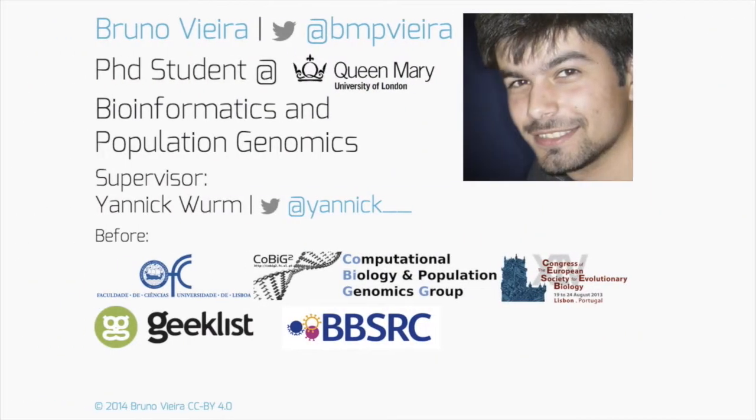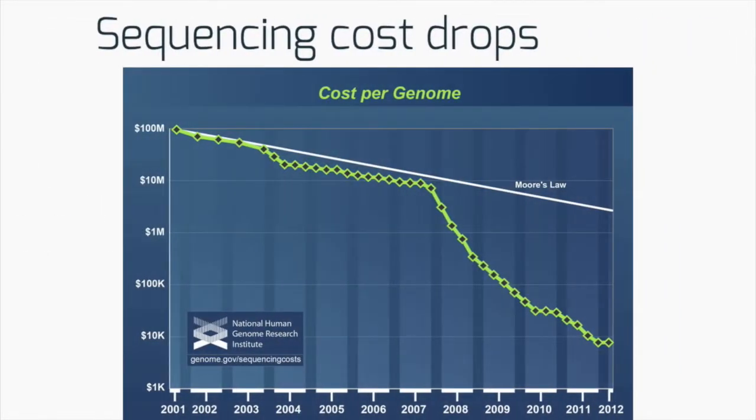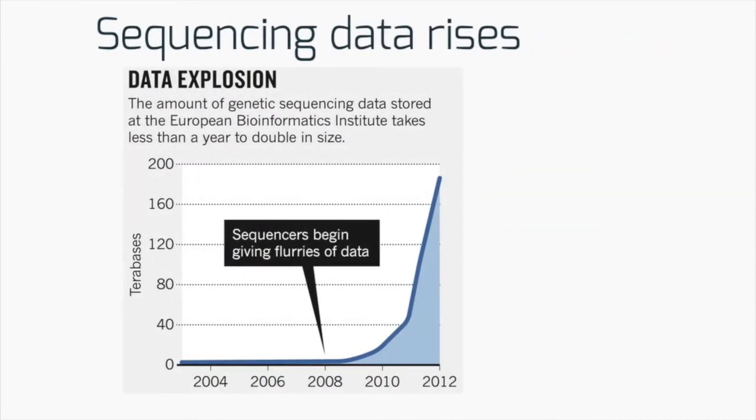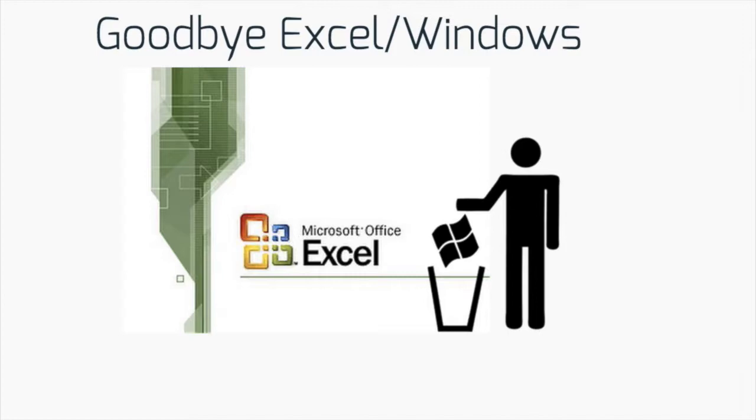So maybe, probably most of you have already seen, tired of seeing this picture. It shows the cost of sequencing, and you can see, you cannot see because it's cut, but since 2007-2008, the cost has been dropping like crazy, which means that now we have too much data. So this is the data stored in the European Bioinformatics Institute. You can see since 2008 it has been growing exponentially, which means we can no longer do stuff just with Windows and Excel.